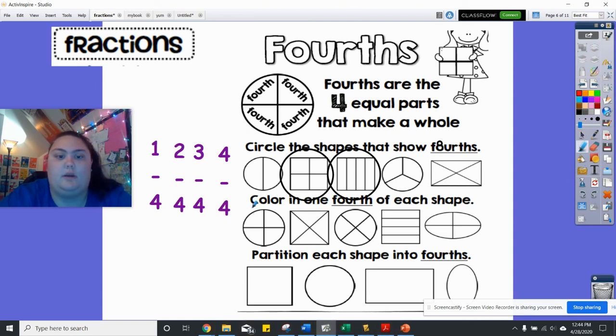So let's color real quick. 1, 2, 3, 4. We're going to color 1. Color 1 and 1. So remember, the top number is the amount shaded and the bottom is the total.